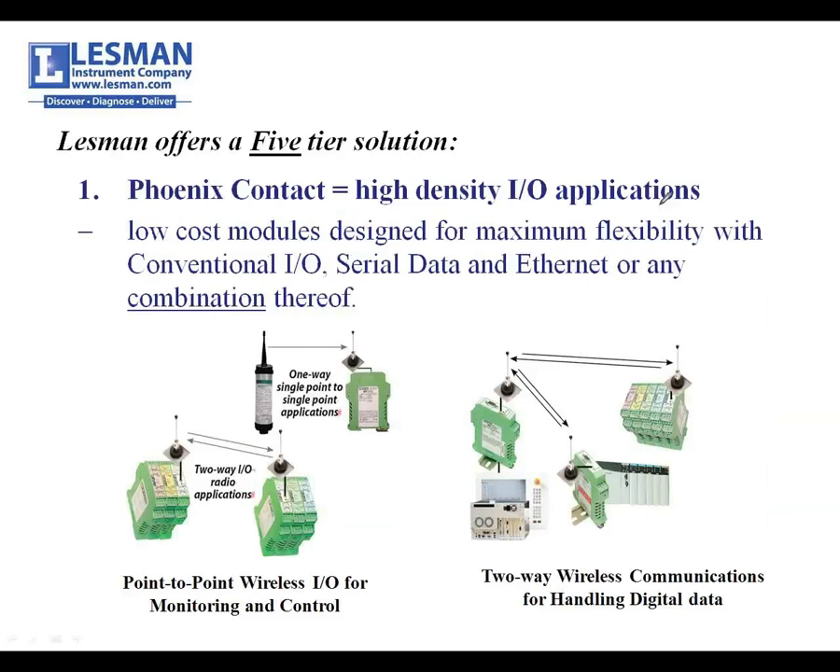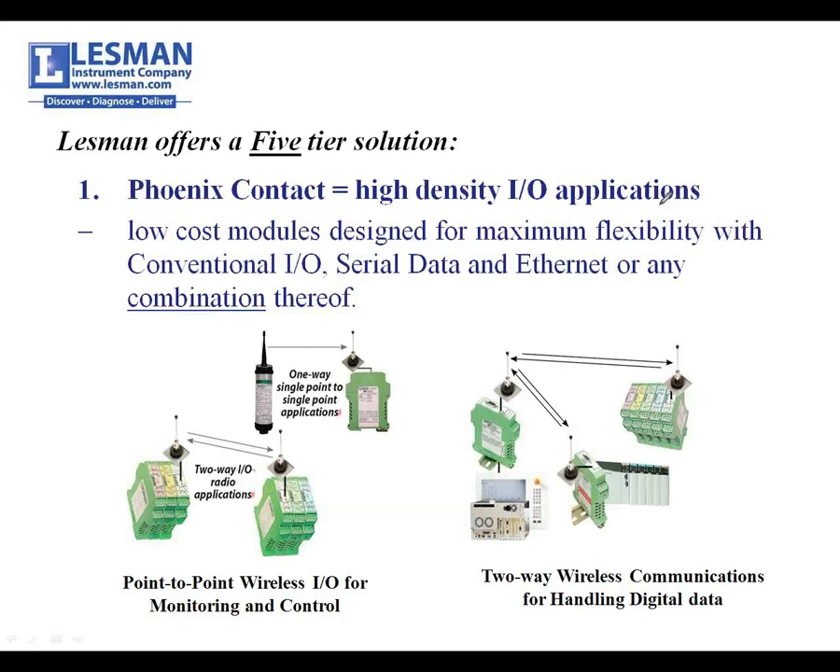We have 5 different types of wireless products, and I'm going to go over each of them very briefly just to give you an idea. This particular one is Phoenix Contact. You can see that the green Slice I/O looking devices are the actual radios and associated I/O.